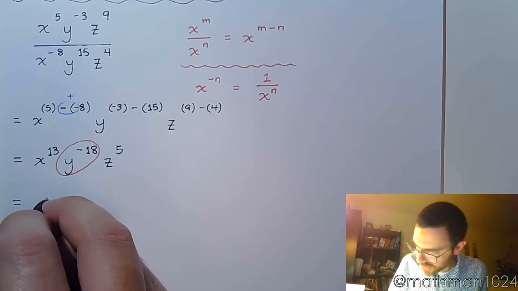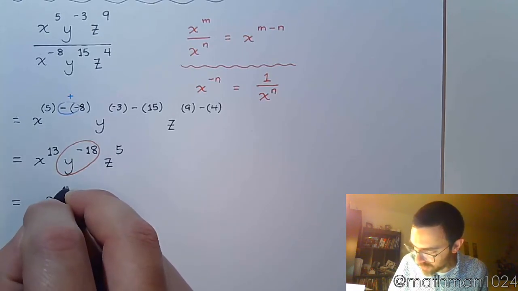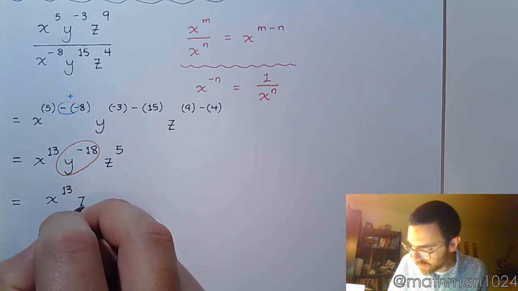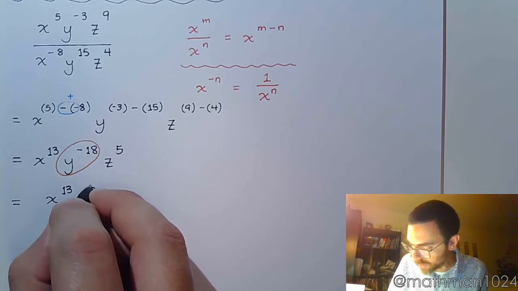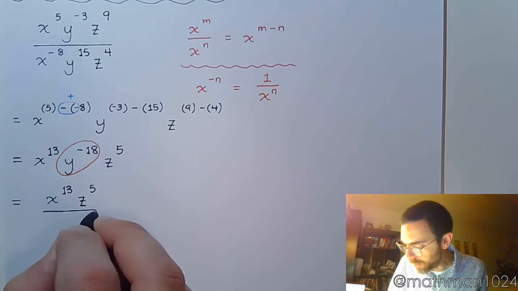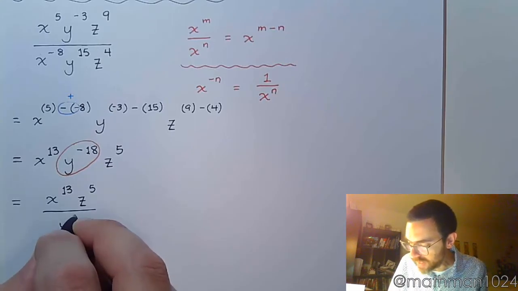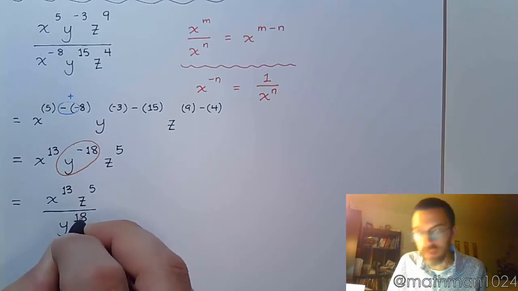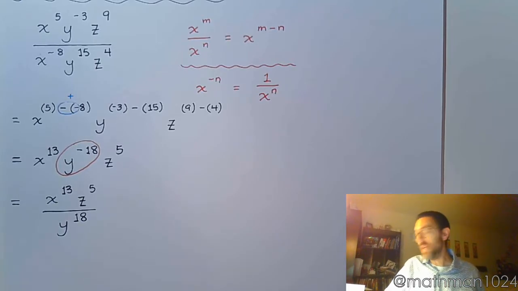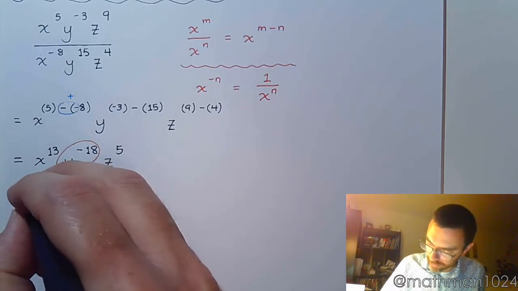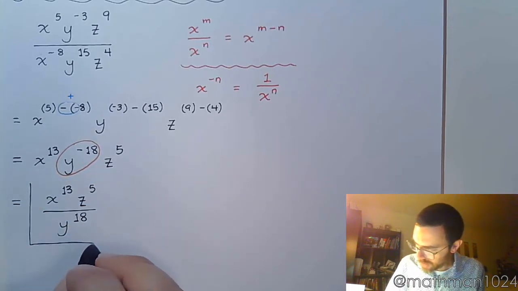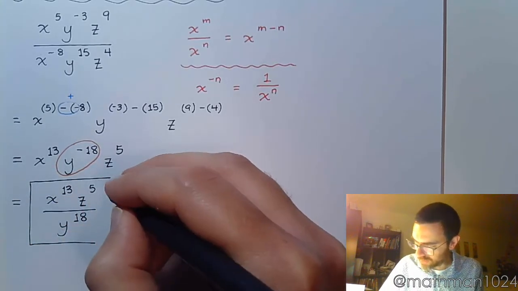So for this, we're going to have x to the 13th and z to the 5th power, but we put this y to the 18th in the denominator because it was a negative power. Okay? And that's, I would say that's all we have to do. Now this is, again, not the way that I would have chosen to work this problem. Okay? Let me show you what I tend to do.